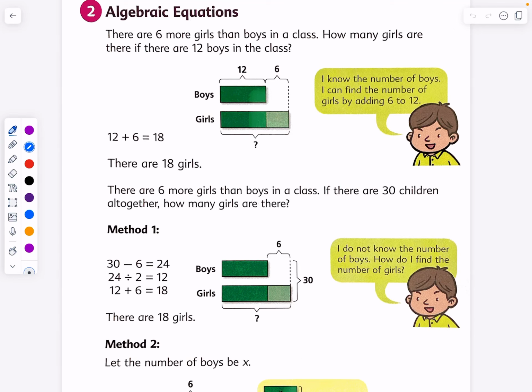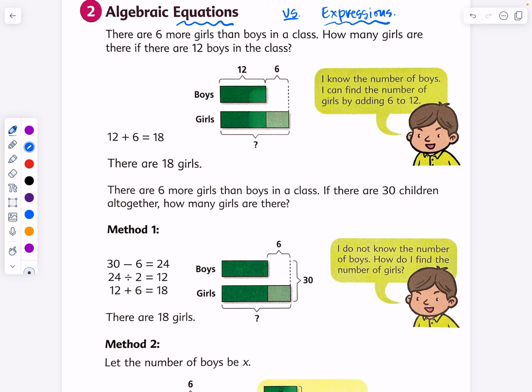Hello, the topic of today's lesson is algebraic equations. We worked with expressions in the last few weeks, and finally we're getting to equations. So what is the difference between expressions and equations?